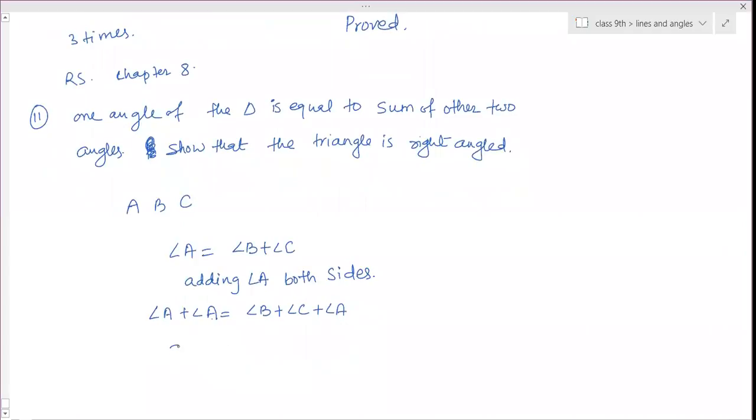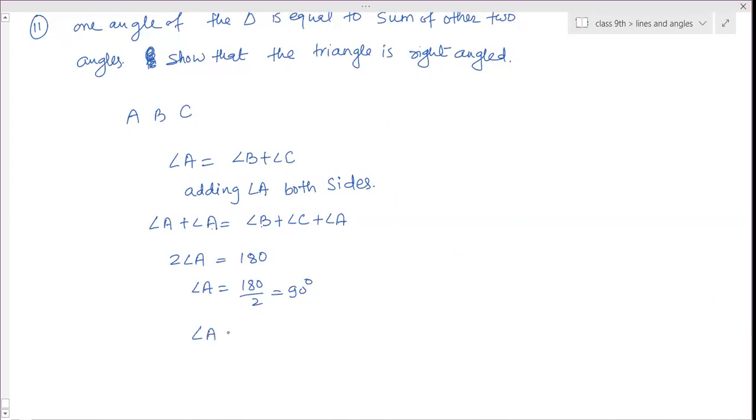Then A plus A is twice of angle A. And what is B plus C plus A? 180 degrees. So what is angle A equal to? 180 by 2, that is 90 degrees. Then one angle is 90. If one angle is 90, then the triangle is right angled. Therefore, the triangle is right angled.